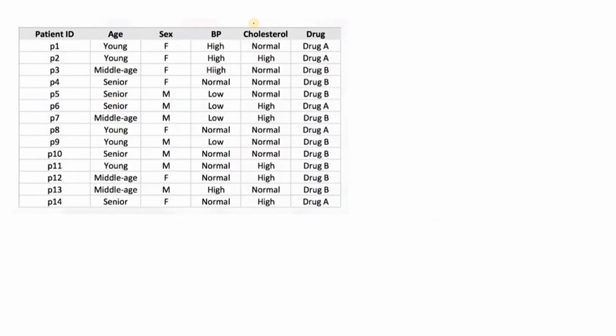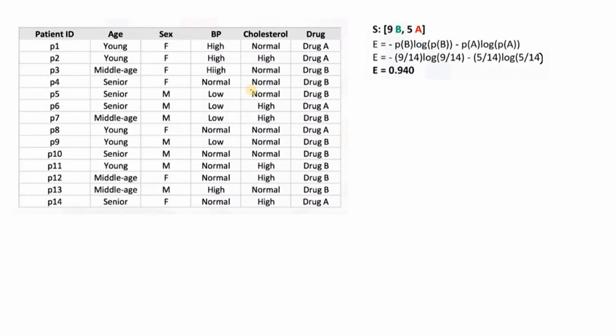Let me discuss that. So suppose this is our data set. 14 rows are present: age, sex, BP, cholesterol and drug. Drug is my output feature, and age, sex, BP, cholesterol are my input features. Now the first step is to calculate the entropy of this overall data set. We have not split yet, we are at the parent node and we are starting the splitting. So the first step is to compute the entropy of this overall data set.